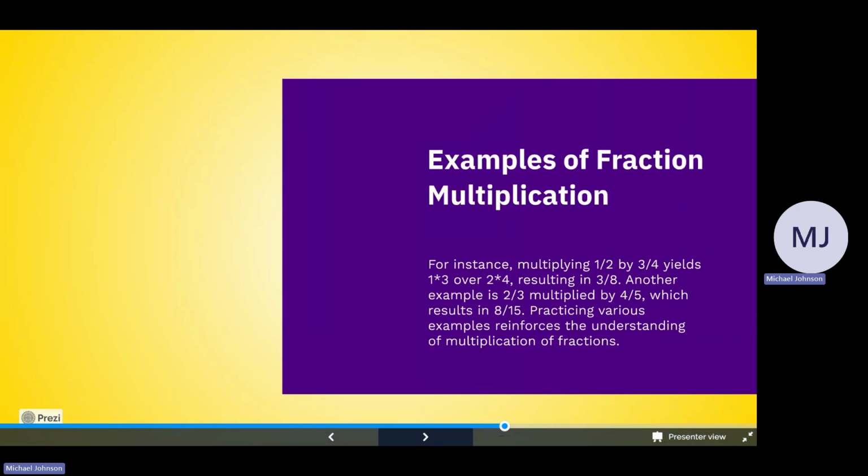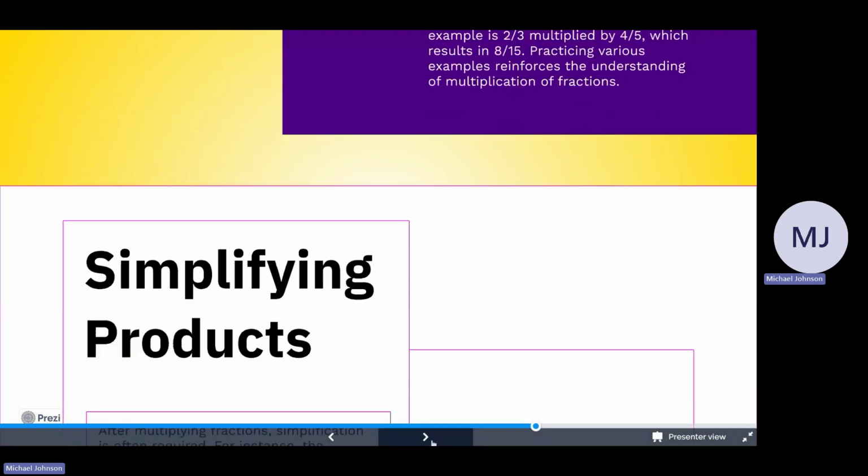For instance, multiplying 1/2 by 3/4 yields 1 times 3 over 2 times 4, resulting in 3/8. Another example is 2/3 multiplied by 4/5, which results in 8/15. Practicing various examples reinforces the understanding of multiplication of fractions.